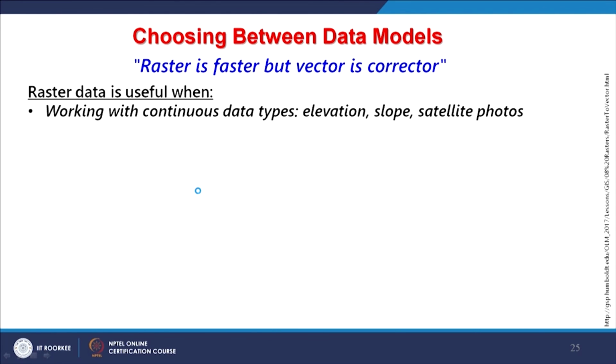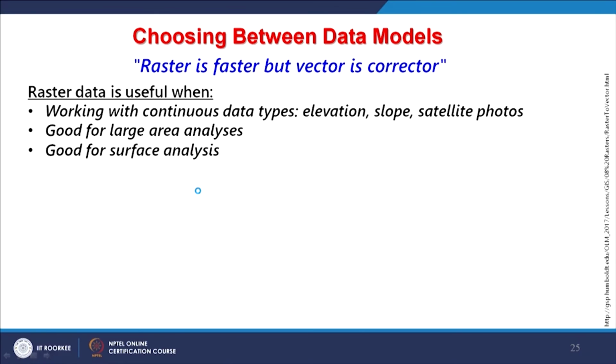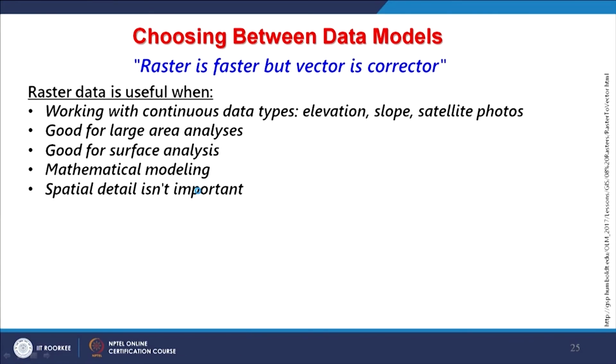So, raster is useful when working with continuous data types, for example, elevation, slopes, satellite images and so on. Good for large area analysis, good for surface analysis, because a raster by nature is representing a surface. That surface may be an elevation surface, a pollutant surface, a soil surface and so on. And mathematical modeling, because it is a 2-dimensional array, so all those modelings and other things are easy to perform. If spatial details are not important, then it is fine.